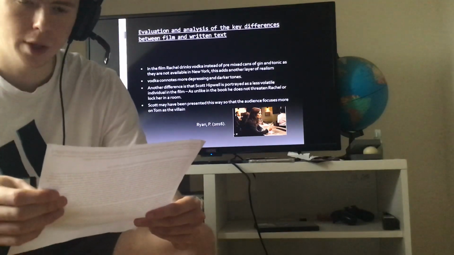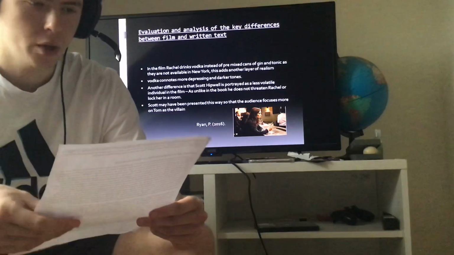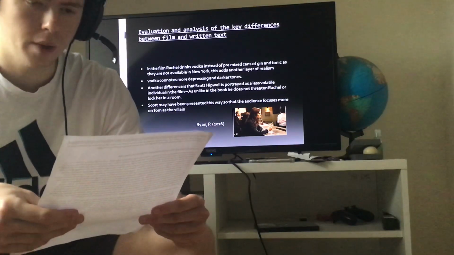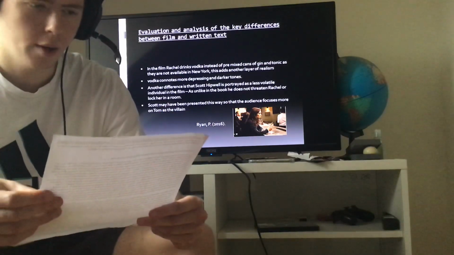Therefore, to some extent, this change was effective, as its impact was that it added contextual realism that audience members could have related to, and therefore become more engaged in the narrative.